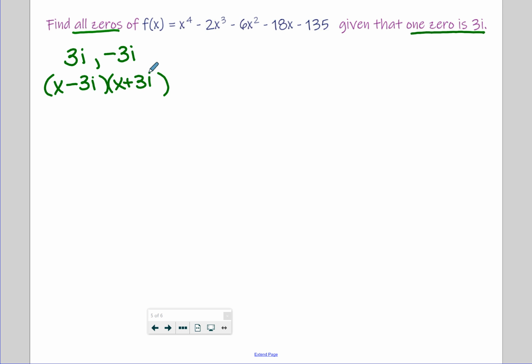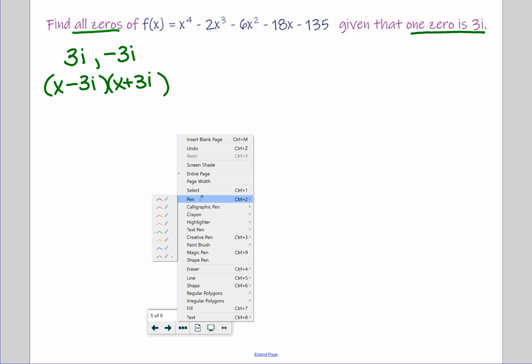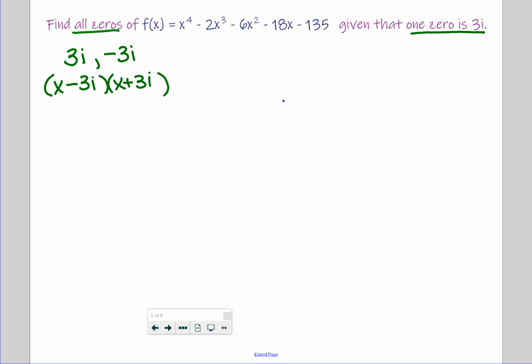This works with radicals as well. And I also want to make a note. Let's say we did something like this. Maybe I had 3 minus 4i. If you're writing that as a factor, remember to change both signs. So it'd be x minus 3 plus 4i when we put it into the factors. We get opposite values for everything.